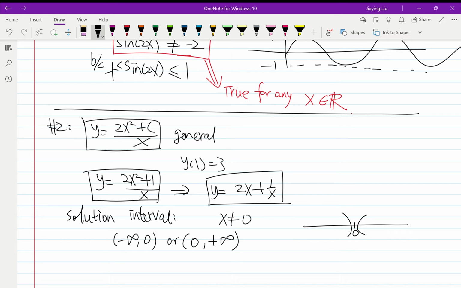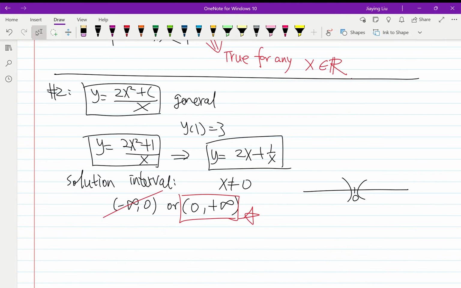But the problem is that we want to know the solution interval for this specific solution we found. This solution is only valid for x equal to 1. Right? So your solution interval must contain that x value 1. This is the correct interval here, and the one on the left, we don't use it here. So the correct solution interval for this second problem is from 0 to positive infinity, because x equal to 1 is in here.